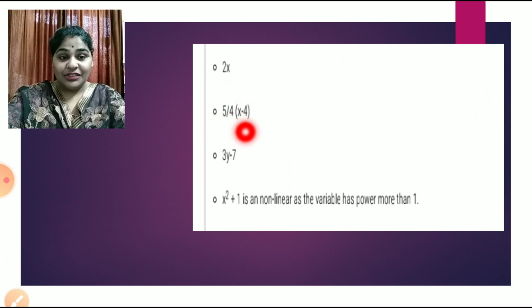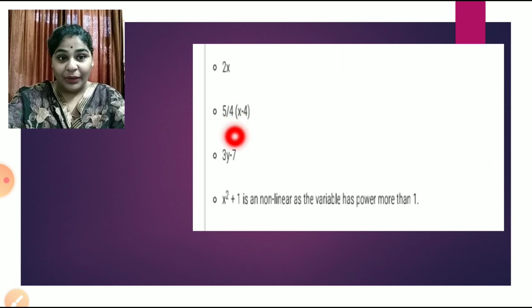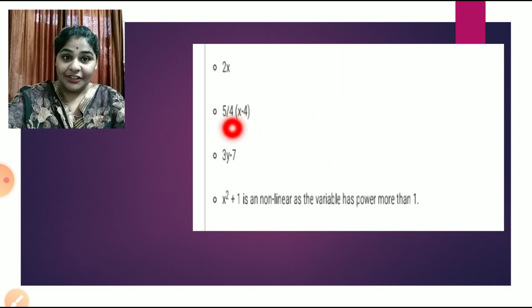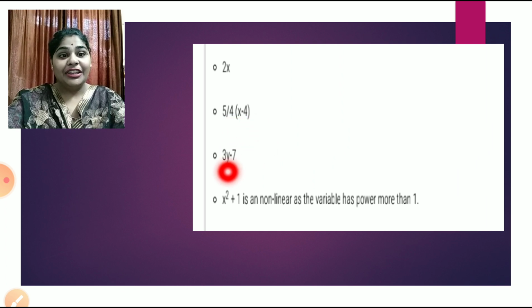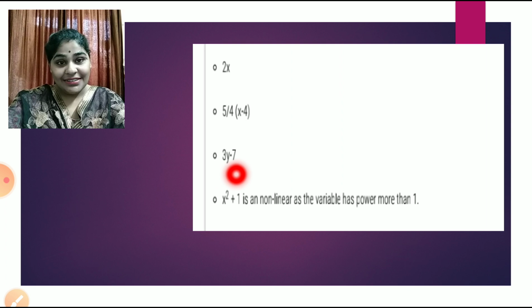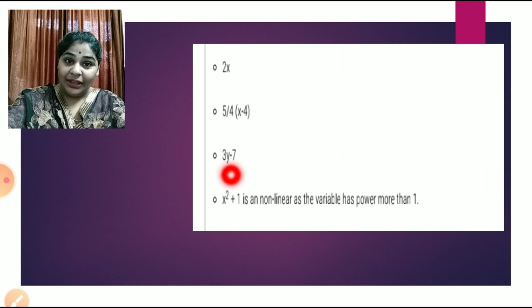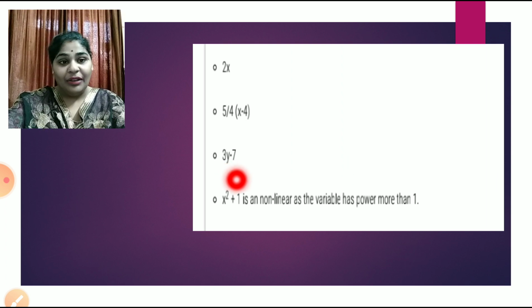The next one also you can see, 5 upon 4 into x minus 4. Here also only one variable is there and the power of the variable is also 1. So this is a linear expression in one variable. Now this is again 3y minus 7. Again this is one variable, that is y, and the power is again 1. So this is a linear expression in one variable.